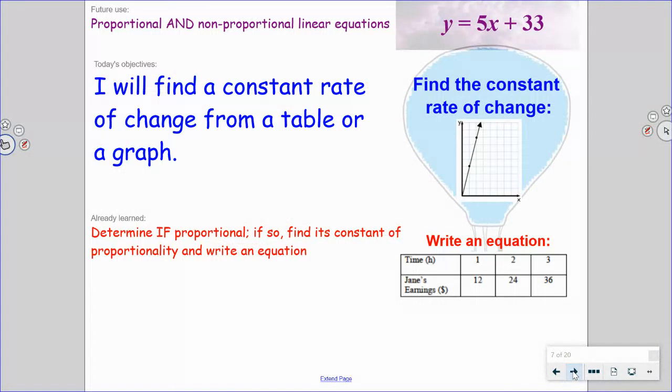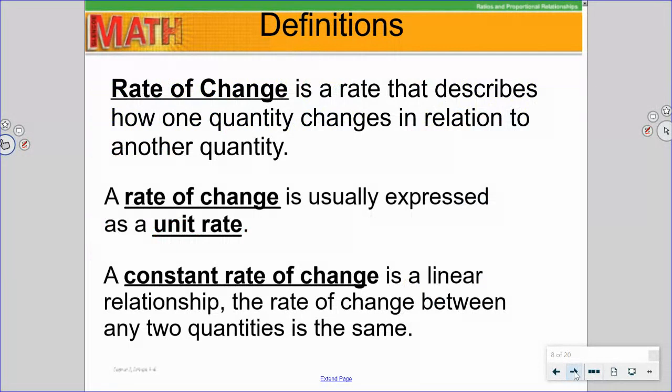For today, the focus is finding a constant rate of change from a table or a graph. That's going to sound and look awfully familiar to what we've been doing. So let's first start with our definition, shall we? A rate of change is a rate that describes how one quantity changes compared to another quantity. Rate of change is often expressed as unit rates. But let's talk about a constant rate of change.